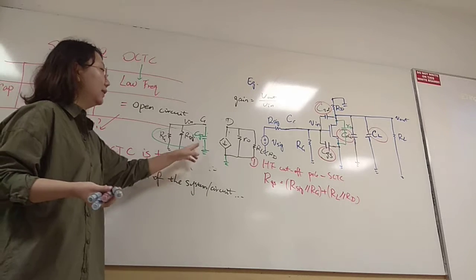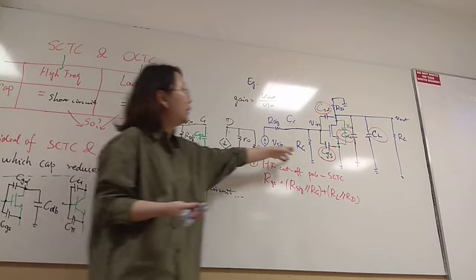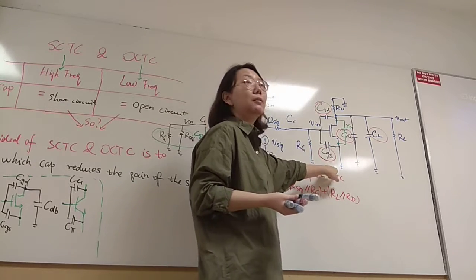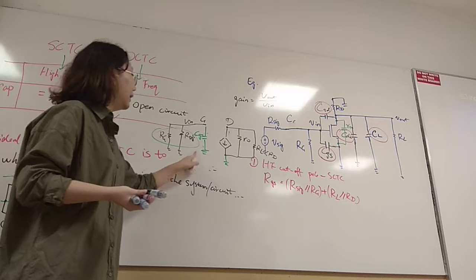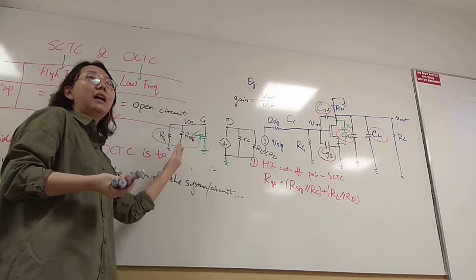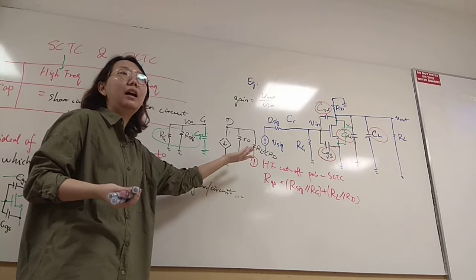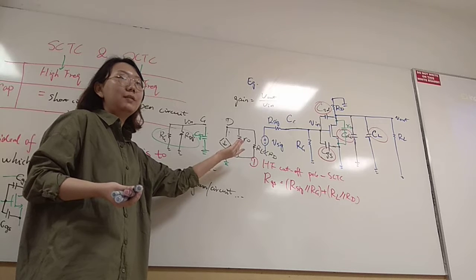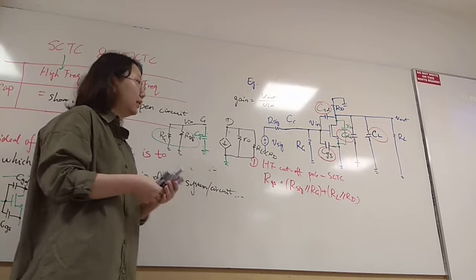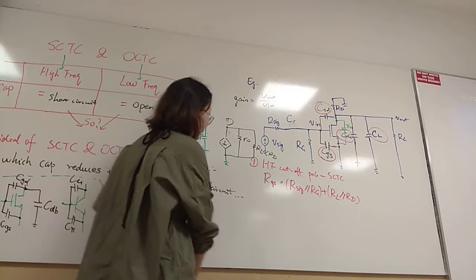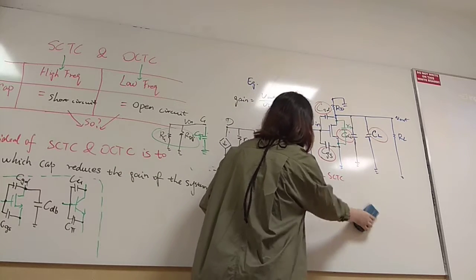Okay, so now your CGS is here, because this terminal is connected to the ground. Basically, it's only on the left hand side, so it got nothing to do with the right hand side. So what's the resistance seen by your CGS? It's only your R signal in parallel with RG, right?